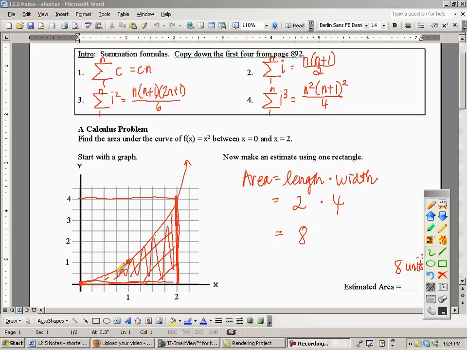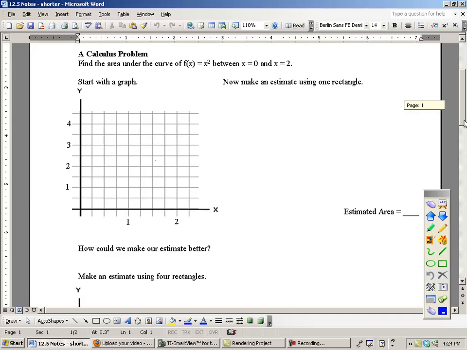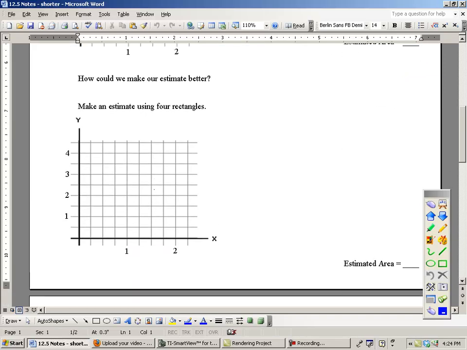We're going to try this again, only instead of using one rectangle, let's try and use 4 rectangles. So let me slide this down. We're going to try 4. So I still want the same points. So I have (0, 0), (1, 1), (2, 4). So I've got this curve.